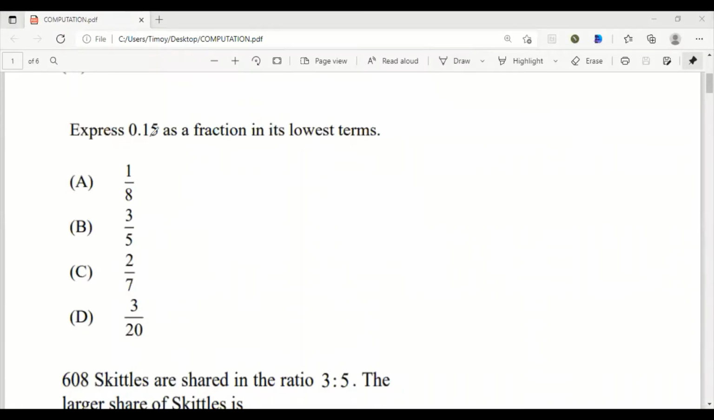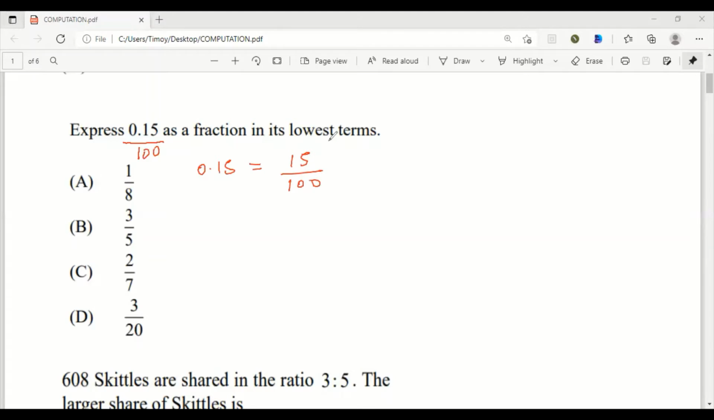Express 0.15 as a fraction in its lowest term. Now, a simple trick is to just draw a line under the decimal that is given. Put 1 for the decimal point and 0 for each digit that comes after. So we'll have a 1, a 0 for the 1 and a 0 for the 5. So what is our fraction? We are now seeing that 0.15 is going to equal 15 over 100, right?